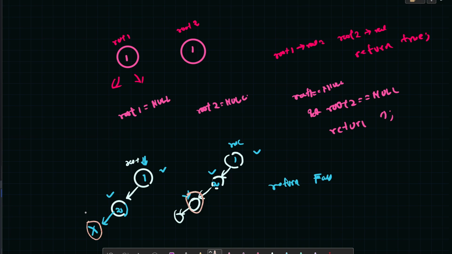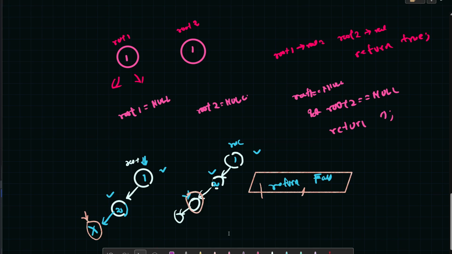So if any particular node is null, maybe root 1 is equal to null or root 2 is equal to null, in that case we simply return false. It means if any of the roots is null and the other is not null, then we simply return false. Okay, good enough.